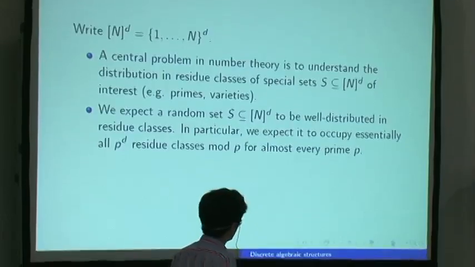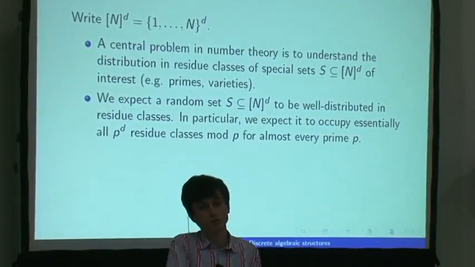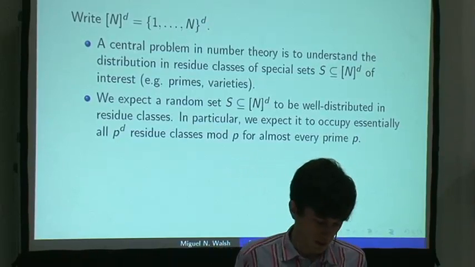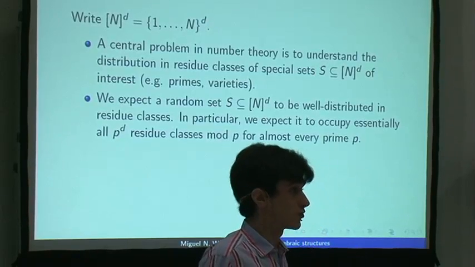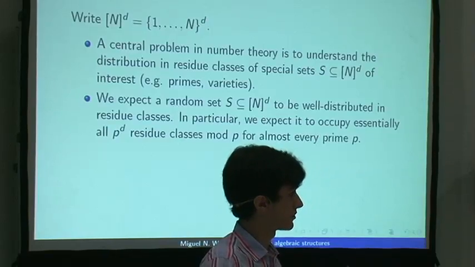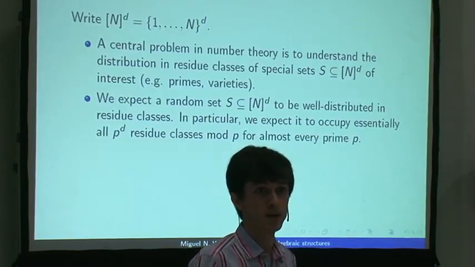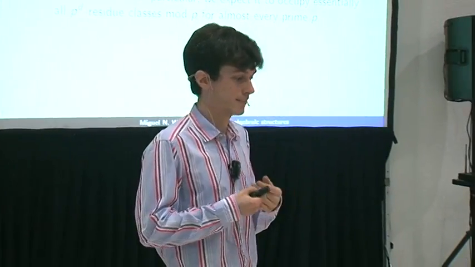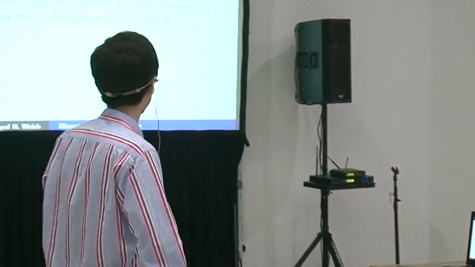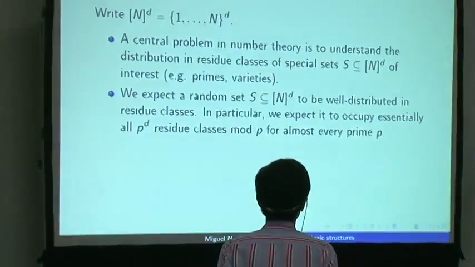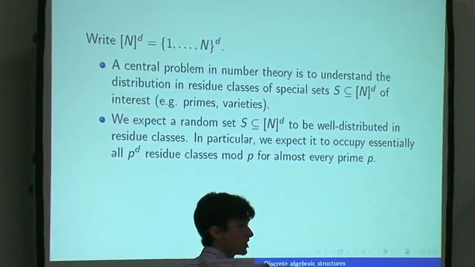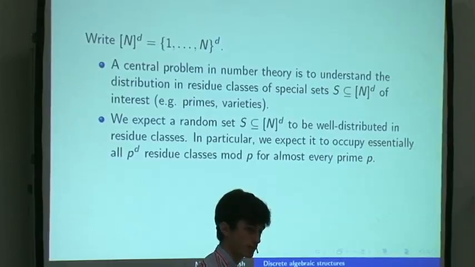And again, in general, for example for the primes, one wants to see that they are very well distributed in residue classes. That would be optimal. And in fact, we expect that a random set should be very well distributed in residue classes. So this is again an example of a problem where you expect your object of interest to behave like most objects do, but it's very hard to prove that your object behaves in this way. In particular, we expect it to occupy essentially all the possible residue classes.